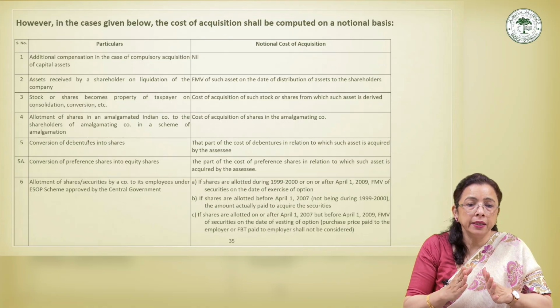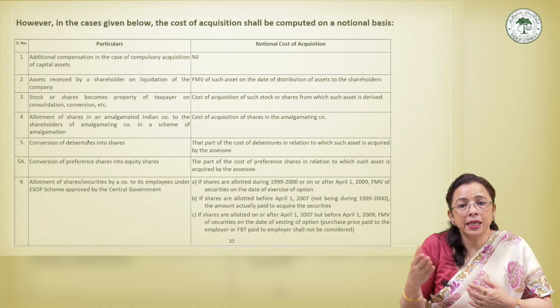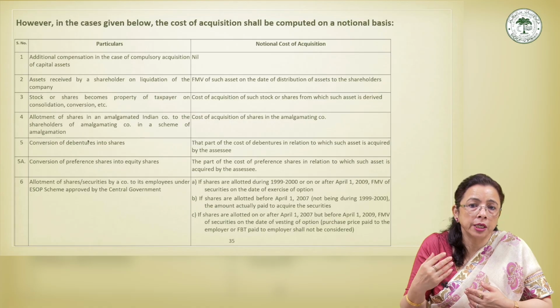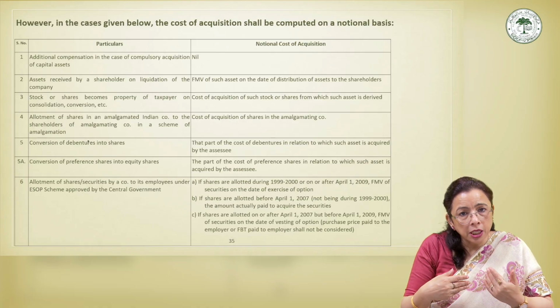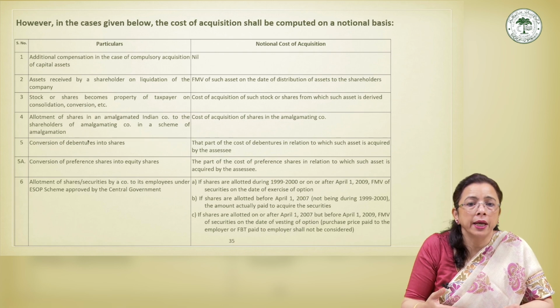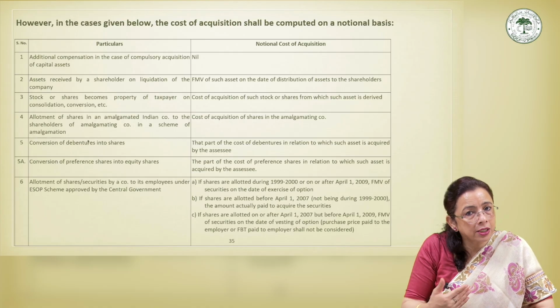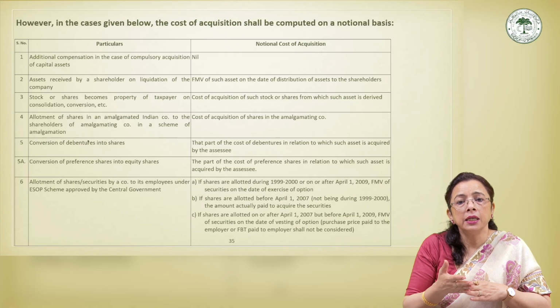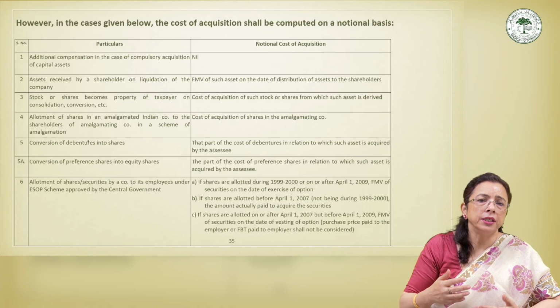For more clarity, suppose the cost of old shares in the amalgamating company is rupees 1,50,000, and new shares are received in the amalgamated company of equivalent amount. Then obviously the COA of the new share will also be rupees 1,50,000. So it is ensuring tax neutrality during the corporate reorganization or restructuring.